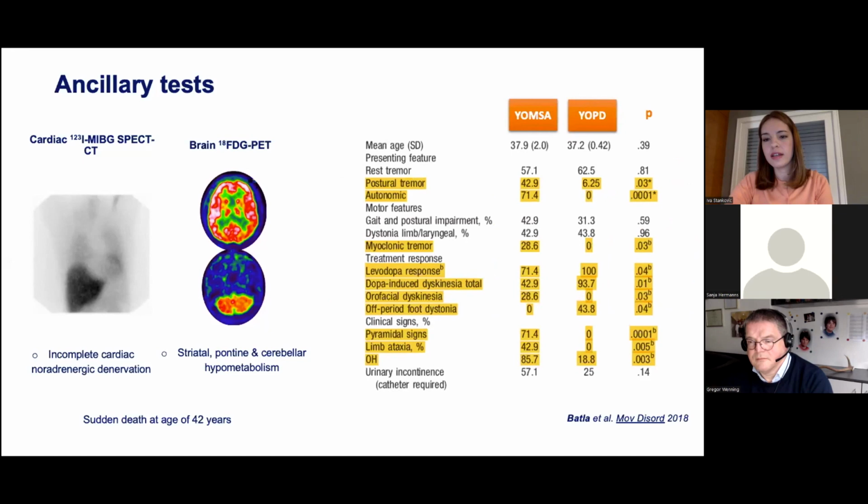But when these patients were compared to patients with young onset PD, which is a more realistic situation in the clinic, it was shown that young onset MSA patients had more autonomic features, more frequent myoclonic tremor, more frequent orofacial dyskinesia, pyramidal signs, and limb ataxia, while patients with young onset PD had better levodopa response, more dopa-induced dyskinesia, and interestingly, only young onset PD patients had off-period foot dystonia.